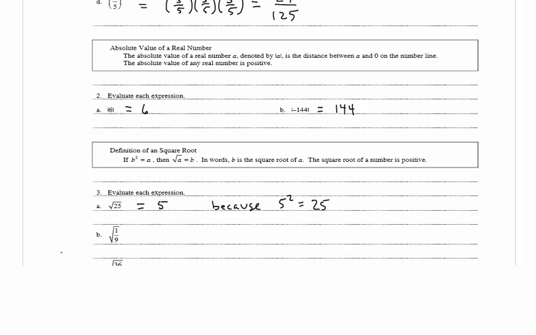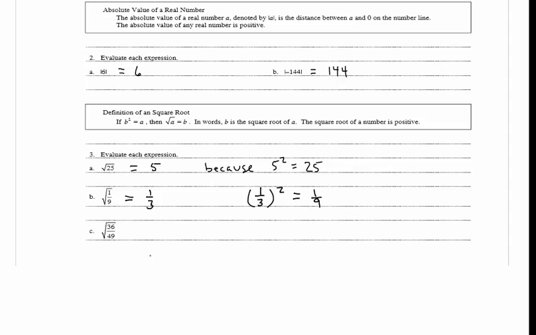In B, we have the square root of 1 over 9, and that can be written as 1/3. And 1/3 squared is equal to 1/9. So that shows how I found the 1/3. In C, we have the square root of 36 divided by 49, and that's equal to 6 over 7. And if you were to take 6 over 7 and square it, we would get back to 36 over 49. And that's our video on exponents and square roots.